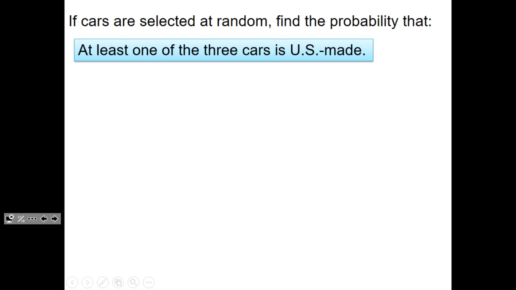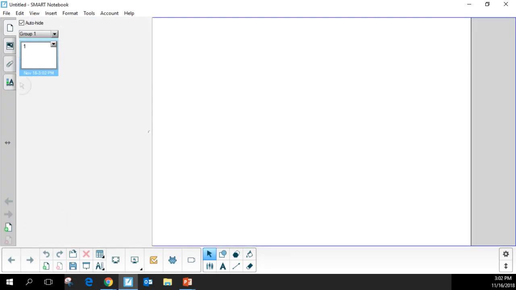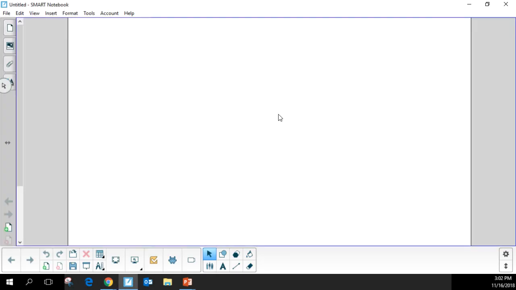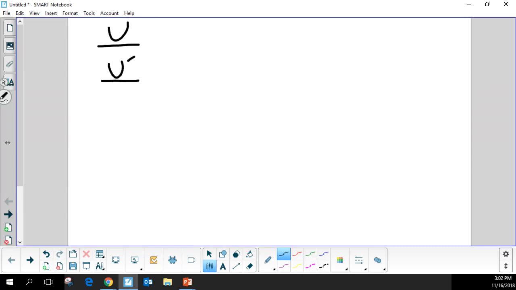How about at least 1 out of 3 cars is made in the US? So take a moment, think about this one for a second. Okay. Probability at least 1 of 3 cars is made in the US. Let's think about what could happen. If I'm pulling cars at random, let's talk about what could happen. So I'm going to select 3 cars. I've got that first car, well, it could be US made. On the other hand, maybe it's not US made.